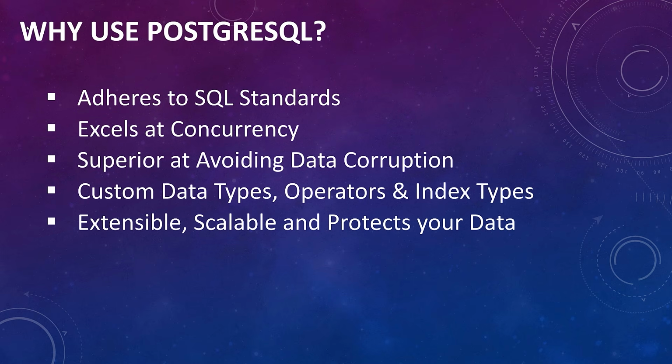But the big question is, why use Postgres? Well, Postgres is an object relational database that is just as fast as MySQL. However, it adheres more closely to SQL standards, and it excels at concurrency. Postgres is also superior at avoiding data corruption. And Postgres also, on top of that, provides more advanced data types and allows for the creation of even custom data types, operators, index types, and so forth. And Postgres is normally the best option when extensibility, scalability, and data integrity are the most important to you.